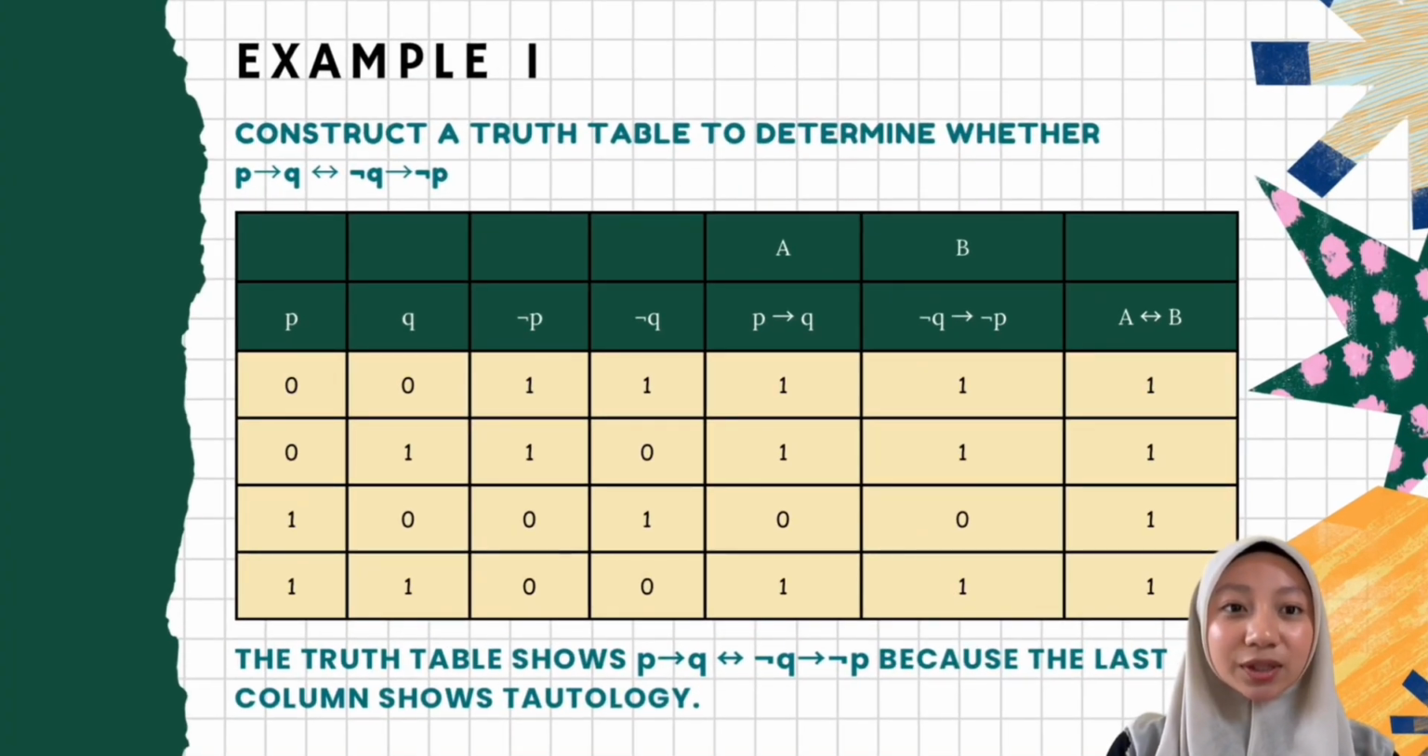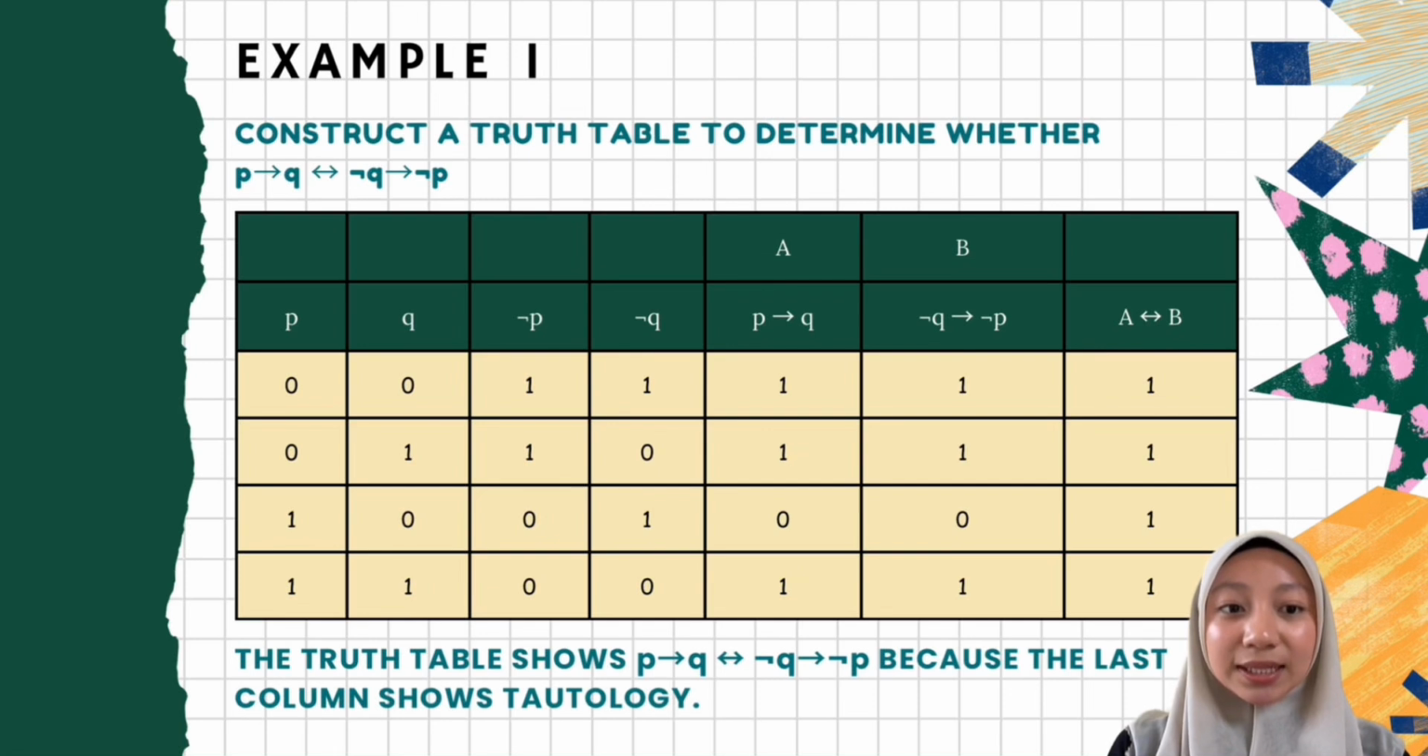Example 1. Construct a truth table to determine whether P implies Q is logically equivalent to not Q implies not P. First, we have to make a table that consists of 7 columns and 4 rows. The number of rows is determined by the formula 2 to the power of n, where n is the number of variables. In this question, we have two variables, P and Q, so 2 to the power of 2 equals 4. Name each column as P, Q, not P, not Q, P implies Q, and not Q implies not P.